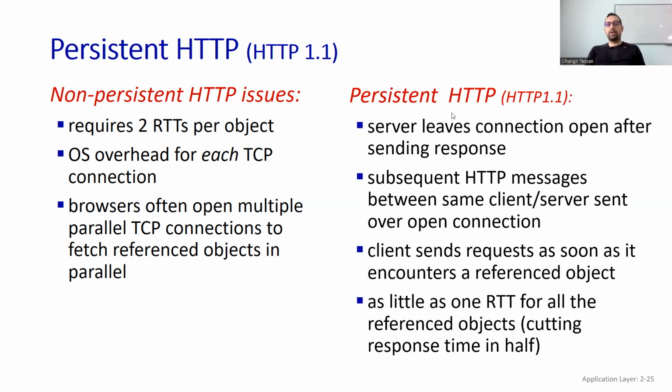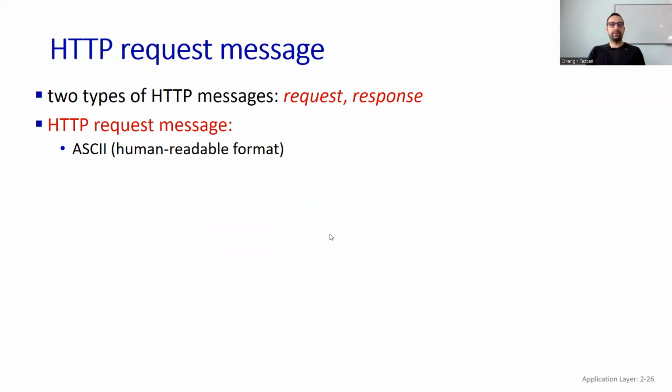So to overcome this problem, we have persistent HTTP. The server leaves the connection open after sending the response. Subsequent HTTP messages between the same client and server are sent over the open connection. The client sends a request as soon as it encounters a referenced object, taking as little as 1 RTT for all the referenced objects, cutting response time in half. This is the idea.